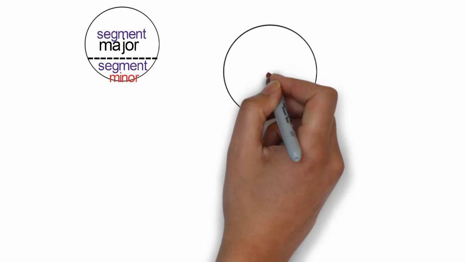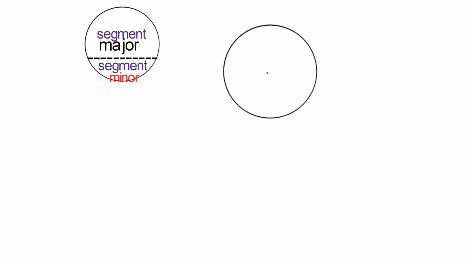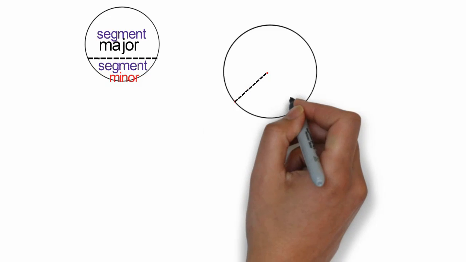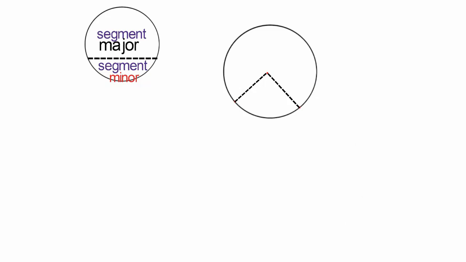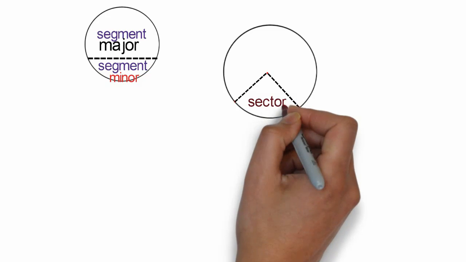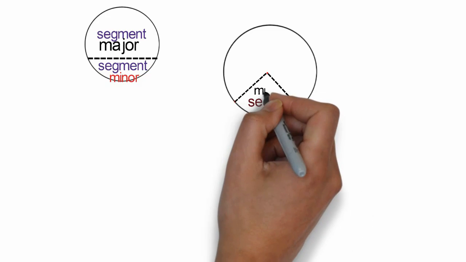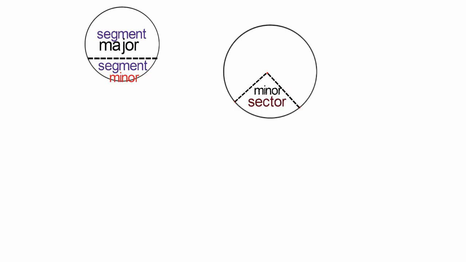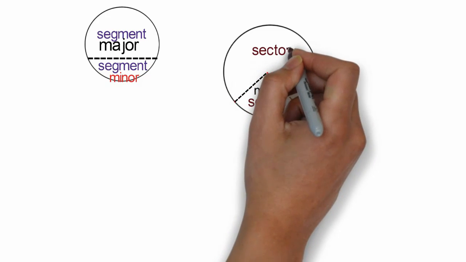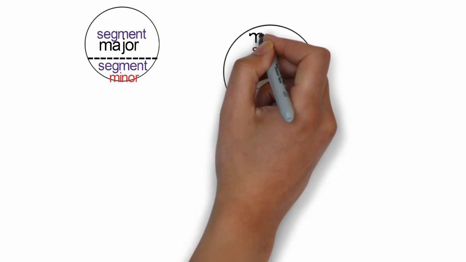Let us take another figure. We have 2 points on the circle. If we connect these 2 points with the center, we get 2 radii, and the arc with them encloses a portion which is called a sector. This is smaller, so it is the minor sector. The other is the larger one, so it will be called the major sector.